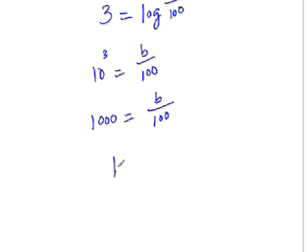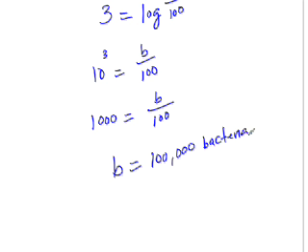We cross multiply, and therefore b equals 100,000 bacteria. So there is the number of bacteria at the end of the interval, 100,000.